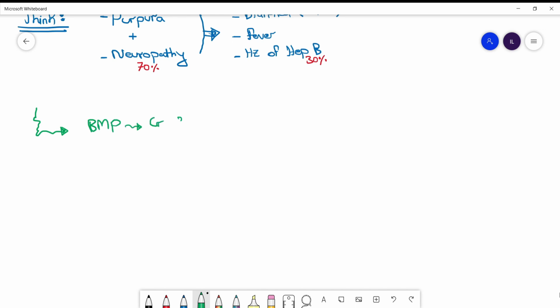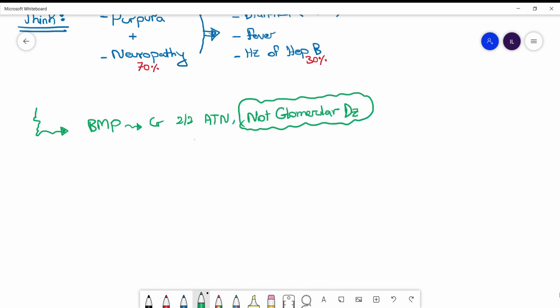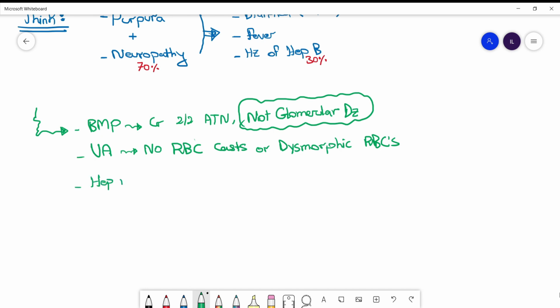Note that in polyarteritis nodosa, the acute kidney injury is mainly ischemic kidney injury. It's not glomerulonephritis as in granulomatosis with polyangiitis or Goodpasture syndrome. Here it's more of acute tubular necrosis. This is an important point, which means in the urine analysis there will be no RBC casts or dysmorphic RBCs, which are characteristic of glomerular disease.